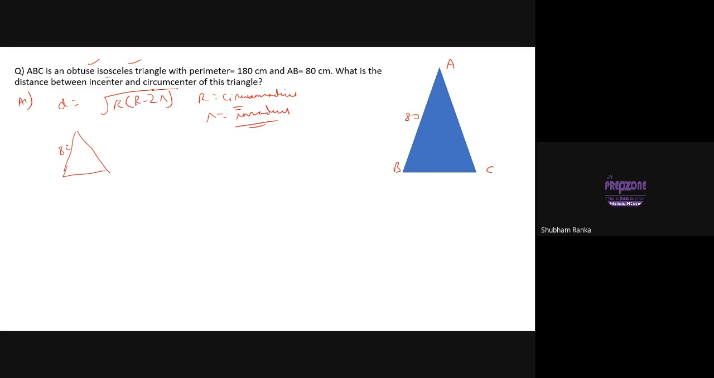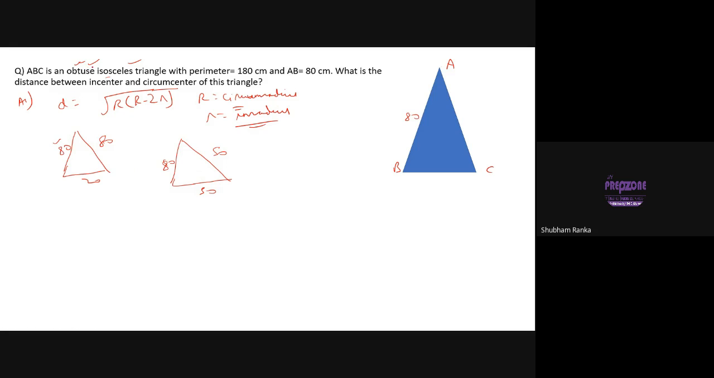So one triangle could be 80, 80 and 20. The other triangle could be 80, 50, 50, because we are given one side is 80 and we are not given anything about the other sides. So both these are possible: 80, 80, 20 and 80, 50, 50. That is why they have given the fact that it's an obtuse triangle.